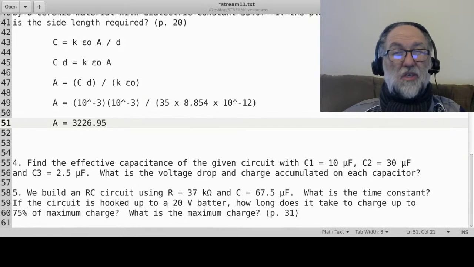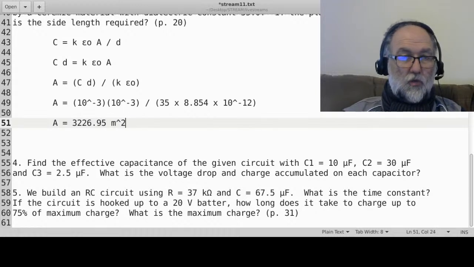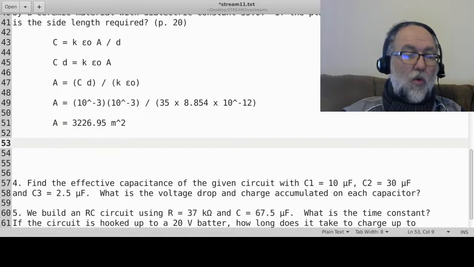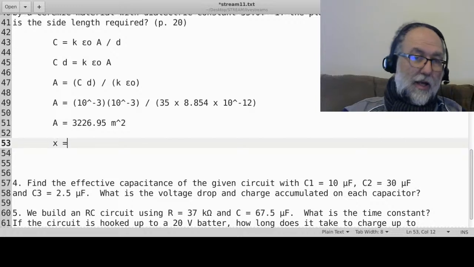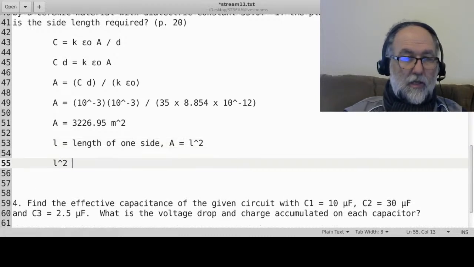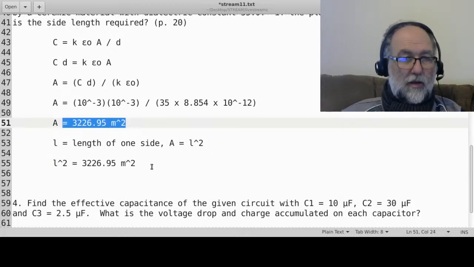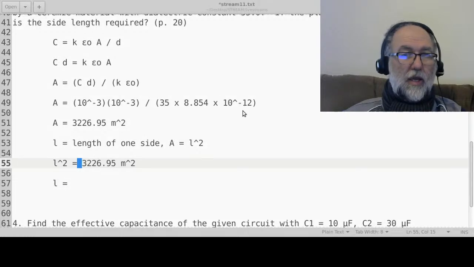What are the MKS units for area? Meters squared. So meters squared, like that. And if you want the length of one side, remember, if x is the, I'll call it L. L is the length of one side, okay? Then the area would be L squared, like that. So if L squared is equal to this number right there, then L is going to equal the square root of this.